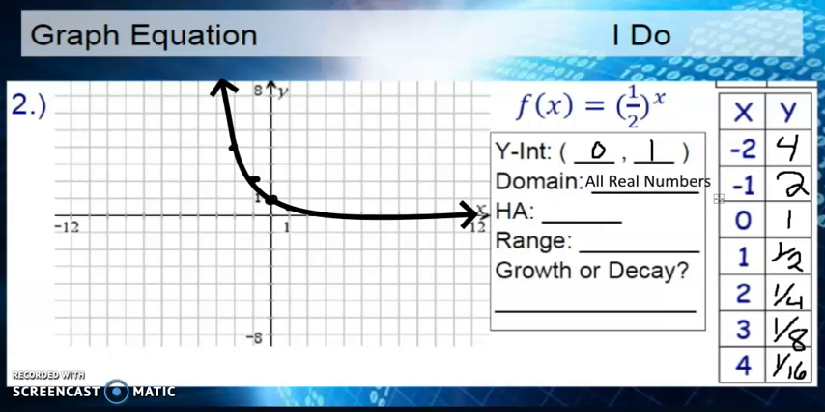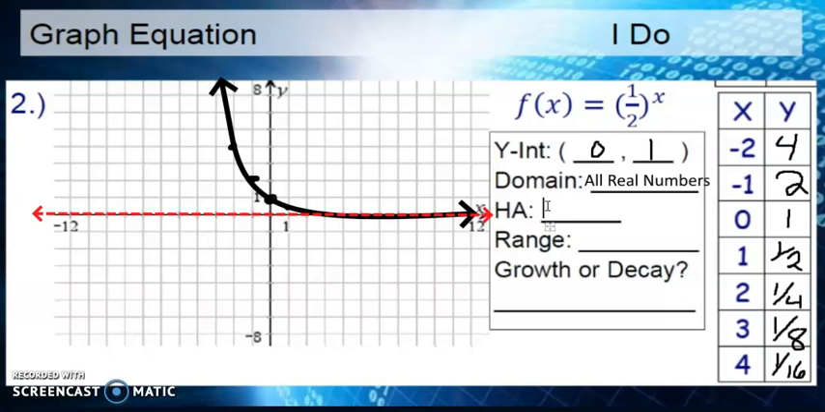The horizontal asymptote will be that dashed line that we'll draw right below the bottom of our graph. In this case, the horizontal asymptote is at y equals 0. The graph is above the horizontal asymptote, so that means the range is going to be y is greater than 0. If you look at it from left to right, it's going towards the horizontal asymptote, so that is a decay.